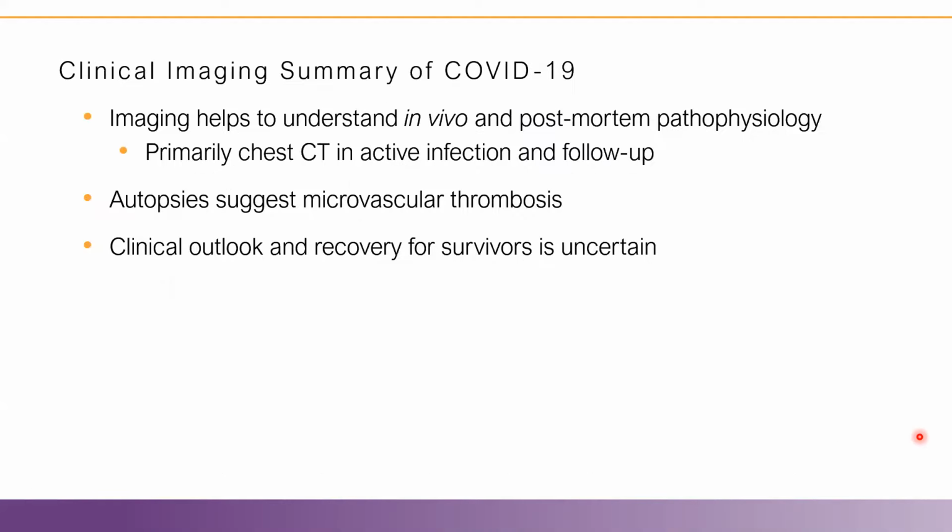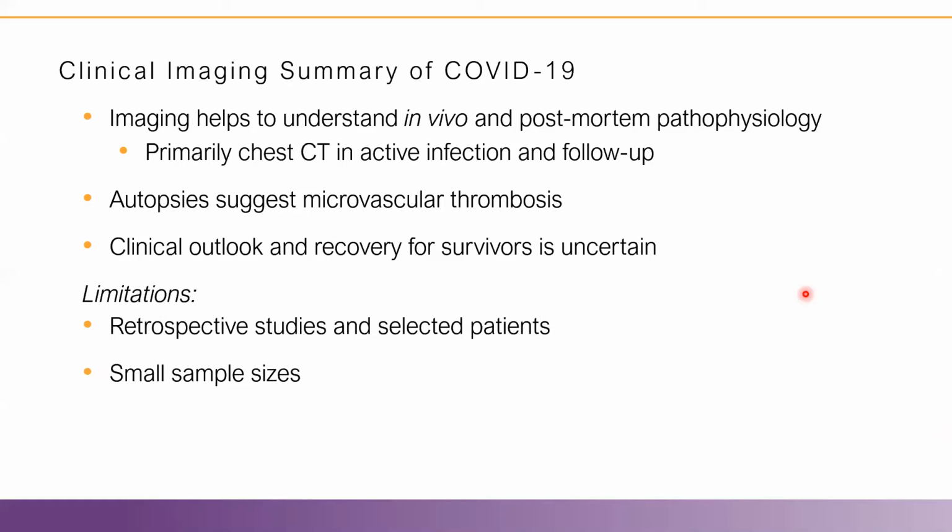And just a summary here before we turn it over back to Tanya and over to Patrick. The important thing to note is that what I've shown here does help us to understand the in vivo and post-mortem pathophysiology of COVID-19. And of course, I've primarily focused on chest CT in active infection as well as in follow-up. The autopsy suggests a microvascular thrombosis, but it's hard to make any conclusions. And the clinical outlook for recovery for survivors is really uncertain right now.